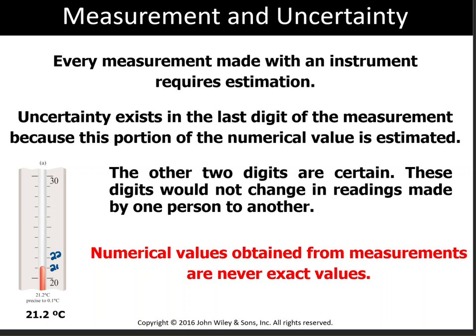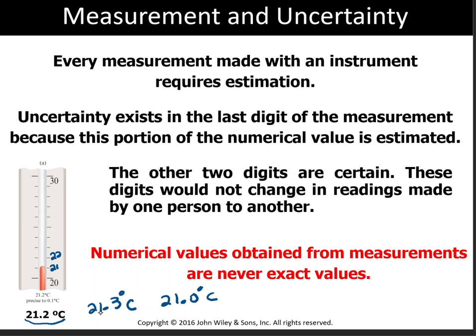I can't really tell exactly how much over because I don't see any marking on the thermometer for this. So I'm just going to guess, and to me, it seems like it's 0.2 over. So I report the temperature here as 21.2 degrees Celsius. Now, if somebody else does the reading, they may say that the temperature is 21.3, or someone might see this exactly at 21 degrees Celsius.